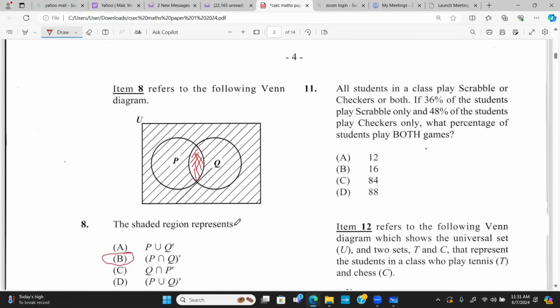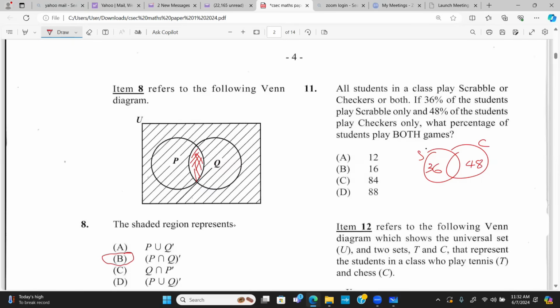All right, we're at number 11. It says all students in a class play Scrabble, checkers, or both. So we're looking at a class where you either play Scrabble, checkers, or you do both. Students who play Scrabble only, that means it's out here, 36. Checkers only, 48.